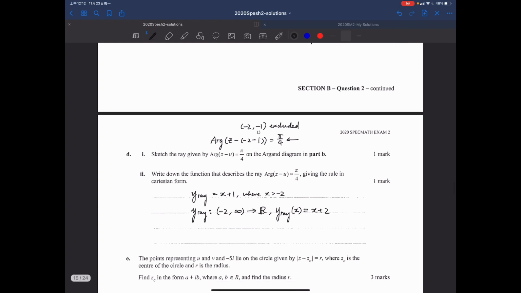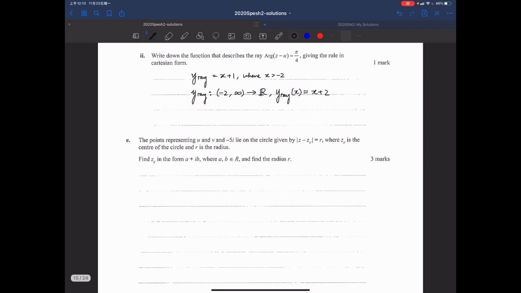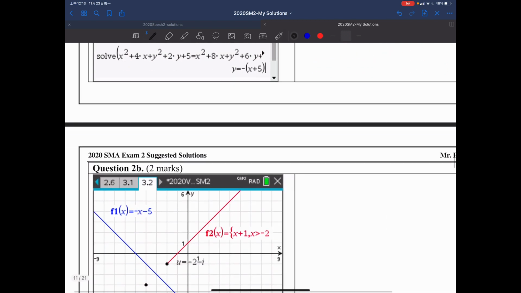Right, finally, the points representing u and v and the minus 5i, I will name it as w. W equals minus 5i, on the circle given by absolute z minus z of c equal to r, where z of c is the center of the circle and r is the radius. So we want to find zc in the Cartesian form and find the radius r. Here is my approach.